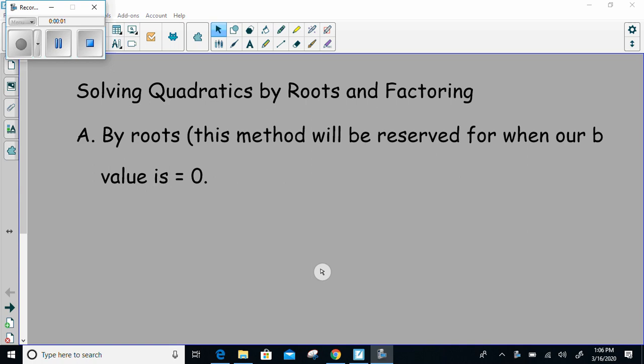Thanks for tuning in. Today we're going to solve quadratic equations using a couple other methods. In our last video we solved quadratic equations using Desmos for a graphing feature. Today we're going to talk about how to do that with roots and by looking at factoring.